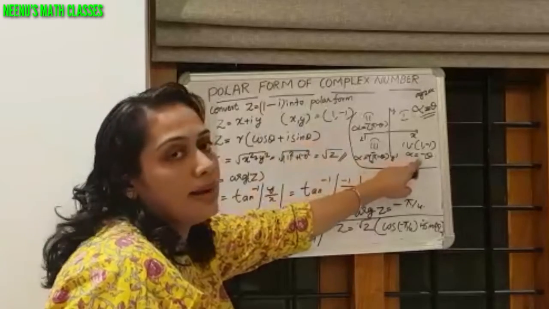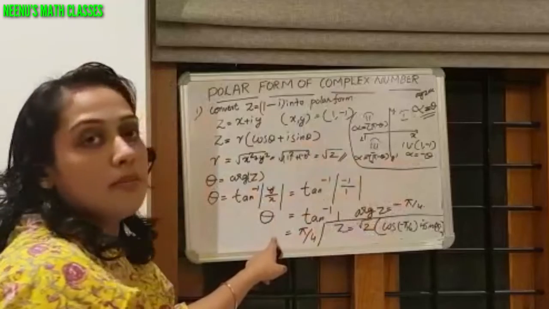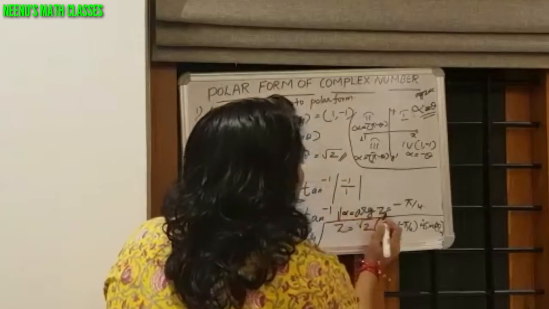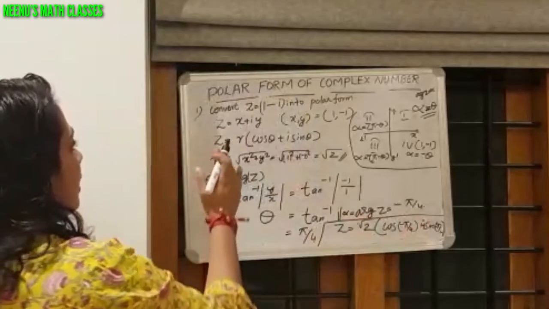So alpha equal to minus theta. So we got the argument Z equal to, here theta we got minus pi by 4. So alpha, that is argument Z, equal to minus pi by 4. So we got theta and also the r.